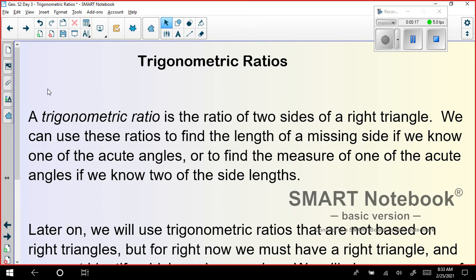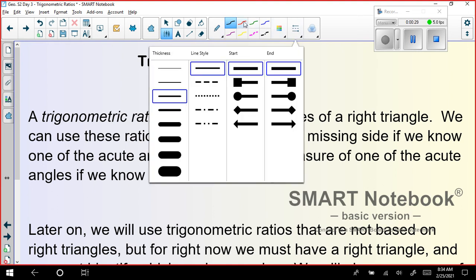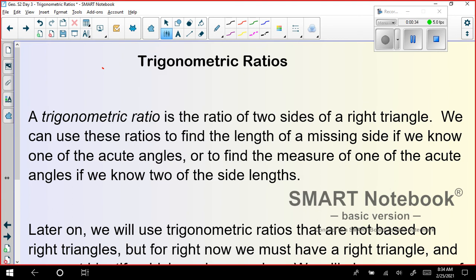So first, the trigonometric ratios. What is a trigonometric ratio? A trigonometric ratio is a ratio of two sides in a right triangle. As of now, we are restricting our trigonometric ratios only to the right triangle. It's a ratio of two sides of a right triangle.